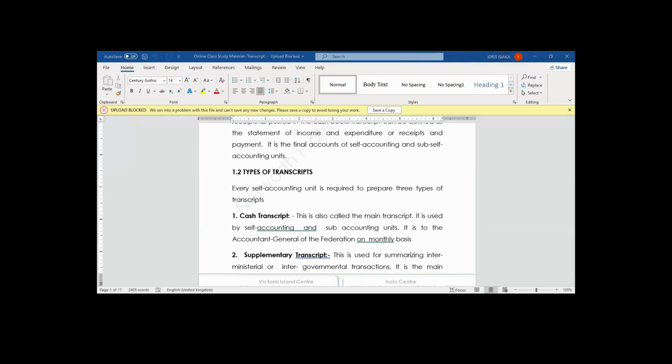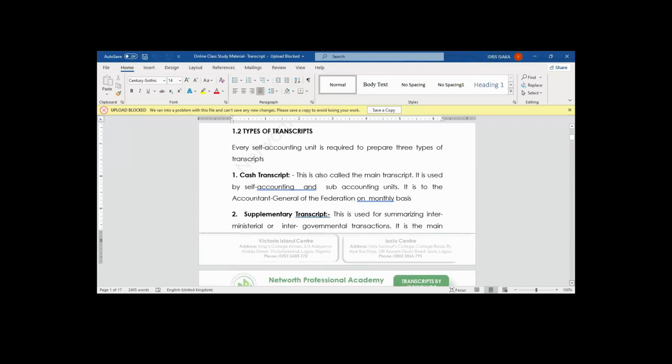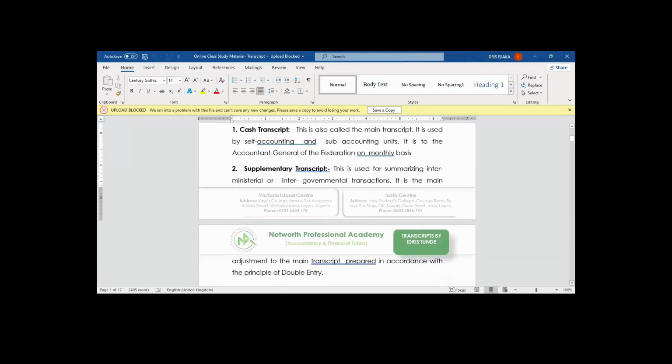That is cash transcript. Next, supplementary transcript. It is used to summarize interministerial, ministerial, or intergovernment transactions. Supplementary transcript is an adjustment to the main transcript in conformity with the principles of double entry.